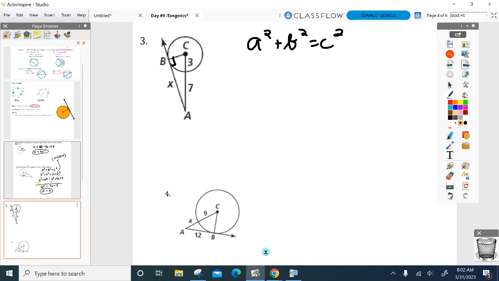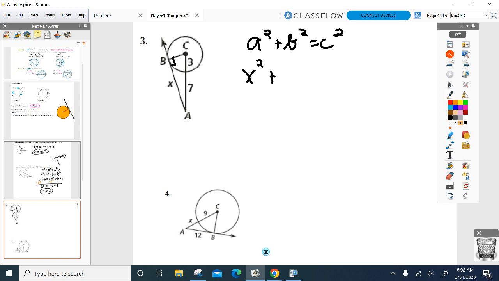Everyone agree that one of the legs is BA, x. So x squared. The other one, CB, just blank. But you should be able to find it. What is CB? Name it. Give me the vocabulary term for CB. It's a radius. If you're in the same circle, all the radii are the same length.